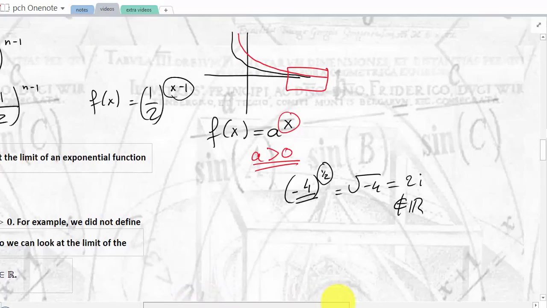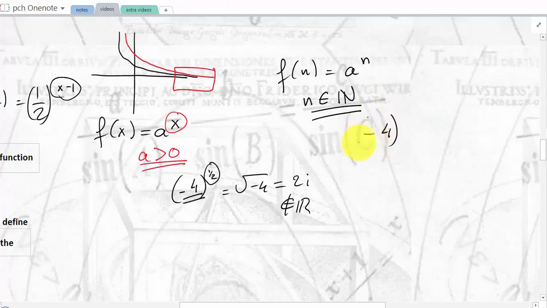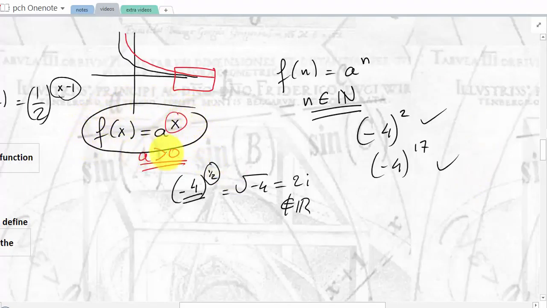Here, though, we're dealing with f of n equals a to the n, and n is not a real number. n is a natural number. And a natural number does not mind a negative base, right? (-4) squared is completely fine. (-4) to the power of 17 is completely fine. These two things are completely defined. So I'm going to apply these results from the exponential function, but I am going to generalize it to any base in the case when n is a natural number.